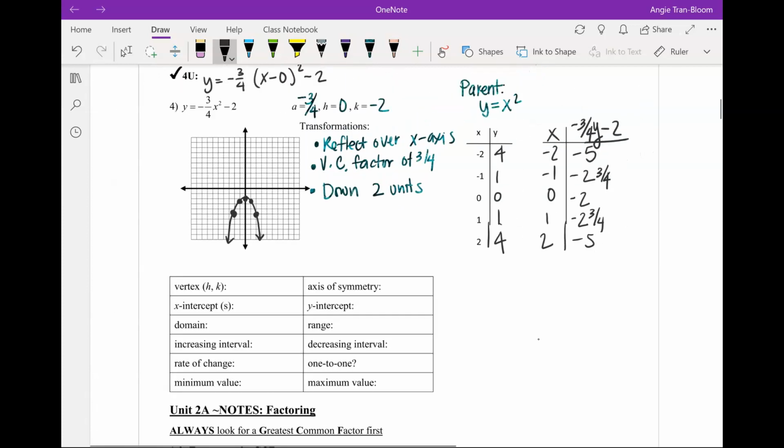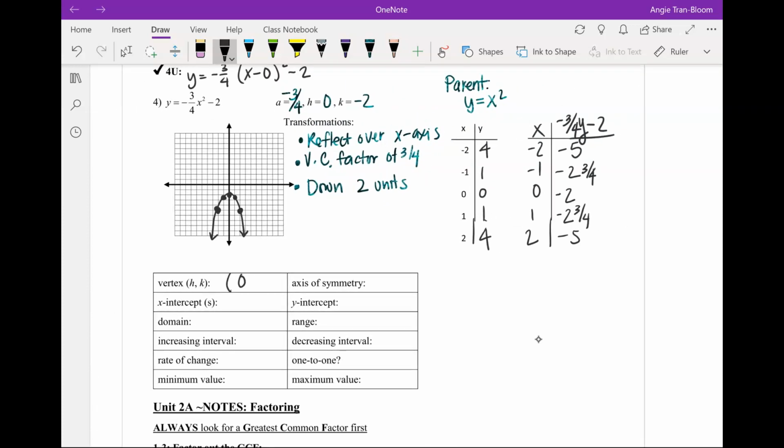All right. The vertex is always h comma k, so that will never change. The axis of symmetry is always just x equals h, which is x equals 0. Thank you. X-intercept: because it doesn't ever touch the x-axis, we have none here, or not applicable. Y-intercept: you already see it in the table, it's 0, comma, -2. The domain is always all real numbers, or from -infinity to infinity. The range is from -infinity, and it stops at what value? -2.